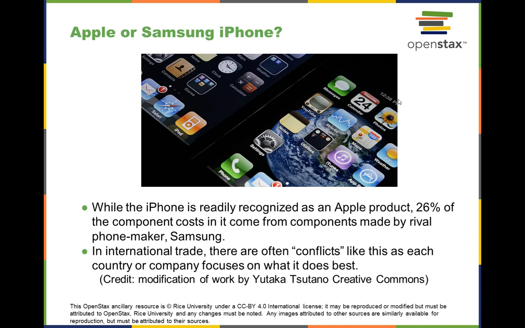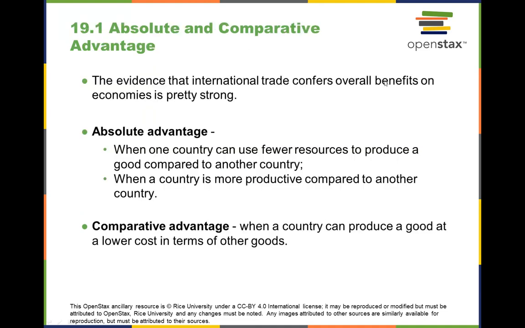In international trade, there are often conflicts like this because certain countries can provide certain types of mineral value or metals or labor that can be utilized by two different companies. It suits both of them to make sure that they get these products at the lowest cost possible, so that they can keep their prices at least stable and make more of a profit. Absolute advantage and comparative advantage.